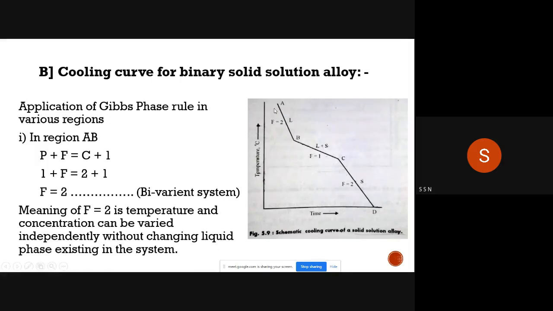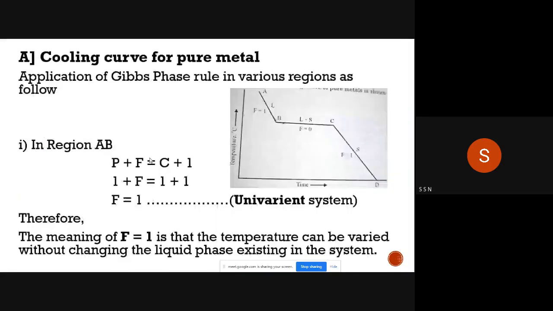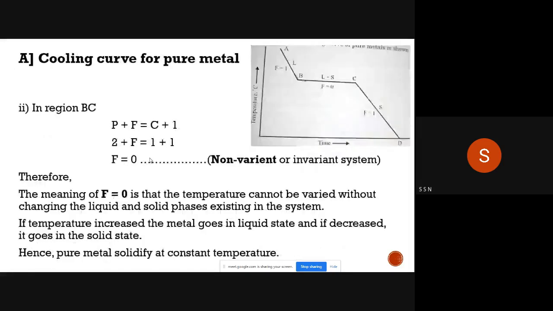Here you can observe from A to B, temperature is reducing. That means temperature is varying, but the liquid phase is remaining constant. Also, concentration is varying from A to B point, still the liquid phase is constant. So that is the meaning of degrees of freedom. Either temperature or concentration can be varied without changing that phase. So for the pure metal cooling curve, A to B, F is equal to 1. Similarly, apply for the region B to C.